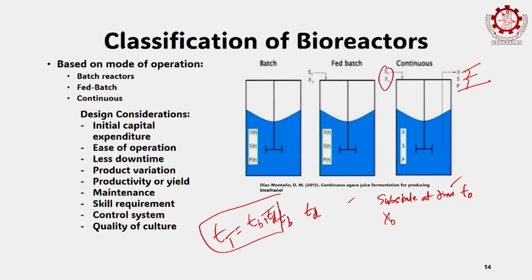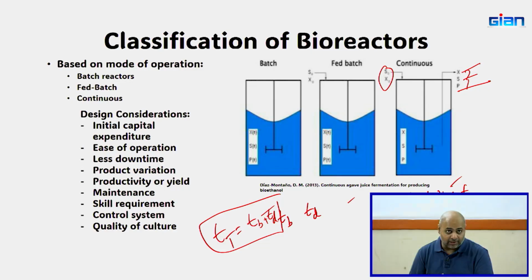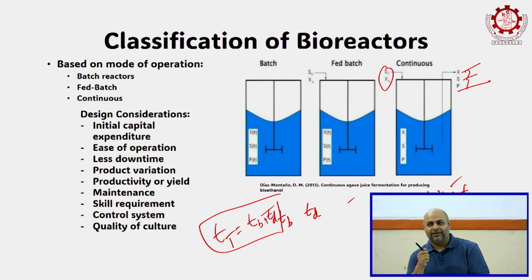Skill requirement, there was a question, I remember. So the skill level that is required to run a bioreactor will differ depending upon the choice of bioreactor. If you add too many complexities, you need somebody who's highly skilled, right? If you have fewer complexities, you can run it without any skill.